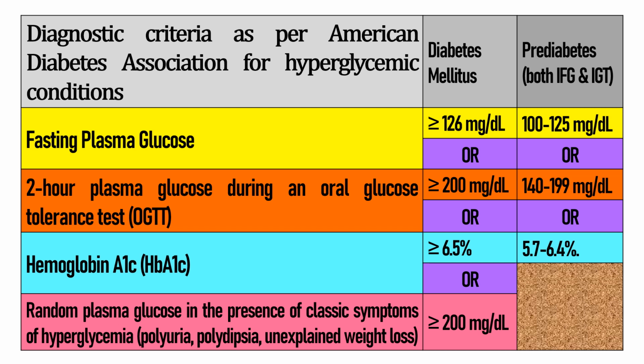In this criteria, both impaired fasting glycemia and impaired glucose tolerance have been clubbed together under a single category, which is prediabetes. It is prediabetes when fasting plasma glucose is between 100 and 125 mg per deciliter, or when the 2-hour plasma glucose during an oral glucose tolerance test is between 140 to 199 mg per deciliter, or when the glycosylated hemoglobin is between 5.7 to 6.4%.